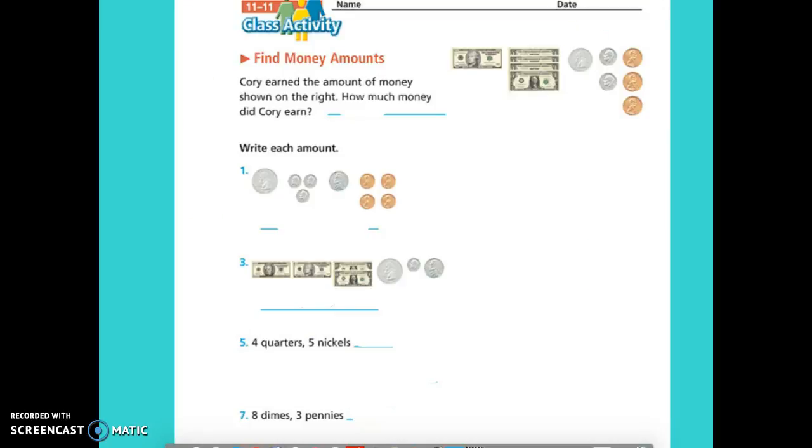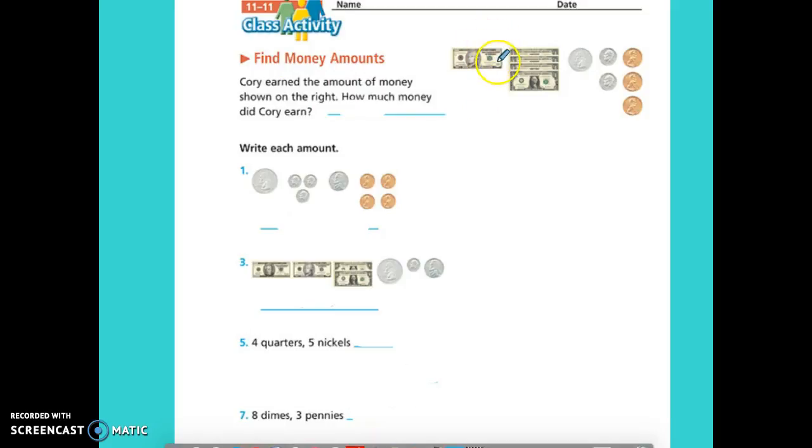And the first thing we're going to review is just how we count and add money, because for this lesson, you're really going to have to remember all your values of your money and be able to add them together, and we'll eventually be subtracting them as well. So the first question says, Corey earned the amount of money shown to the right. How much money did Corey earn?